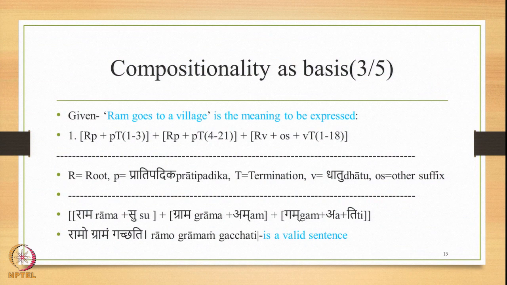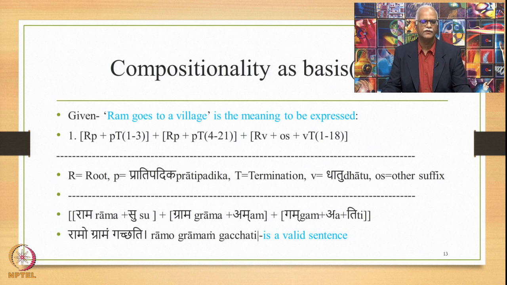So, given that "Ram goes to a village" is the meaning which is to be expressed in the format that is shown in the form of an equation below in Sanskrit, you will have three words. The first word consists of the components RP plus PT 1 to 3, where R stands for root, P stands for pratipadika, T stands for termination. So RP is the root pratipadika and PT is the pratipadika termination, namely 1 to 3, plus RP plus PT 4 to 21, plus RV plus OS plus VT, where RV is dhatu or a verbal root, OS is other suffix and VT is the verbal termination.